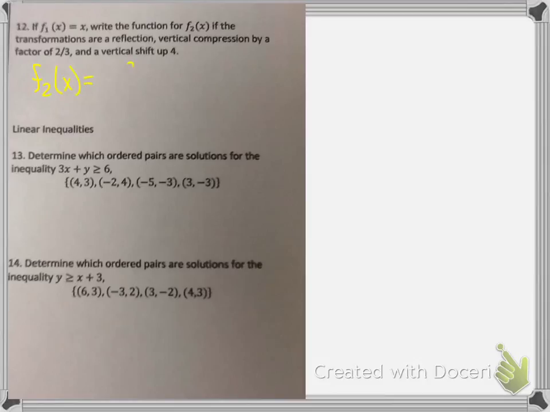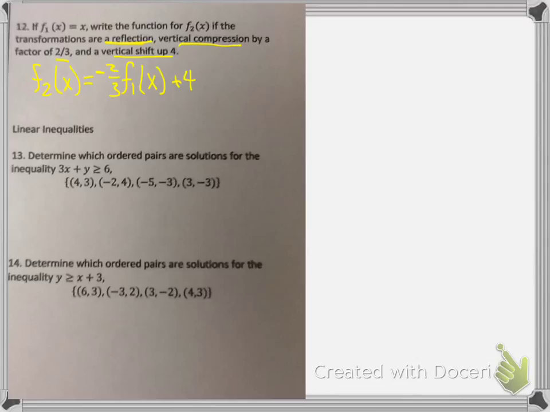You look at this one, it's also saying the same thing because of the negative, the reflection. It says reflection, so I'm going to put a negative. Then it's like, say, a compression of 2/3. That's going to be in front, 2/3. And then a vertical shift up 4 would be +4. Notice that's outside the parentheses.